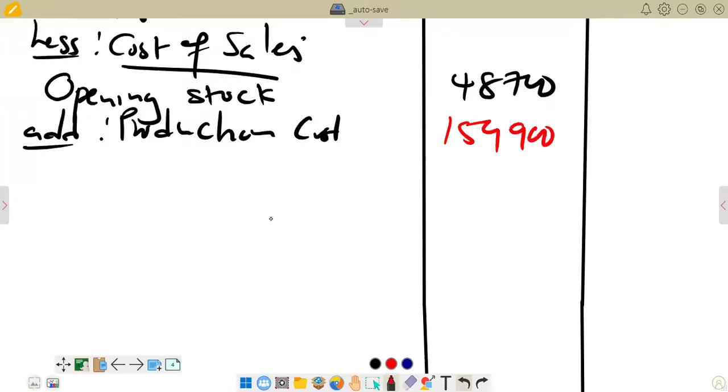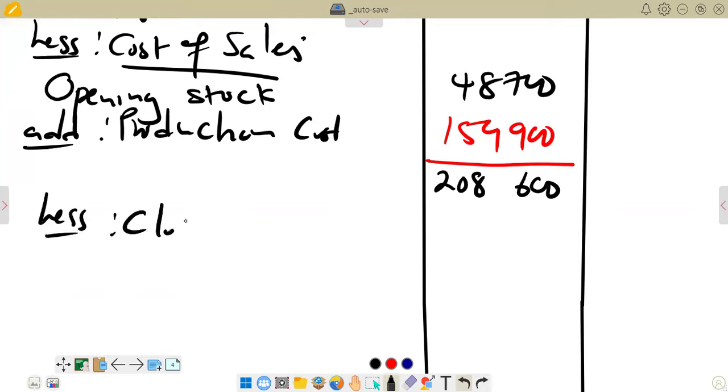So this is what we have, and then obviously we add the two. 48,700 plus 159,900, we're going to get 208,600. After that, you're supposed to subtract, less your closing stock.